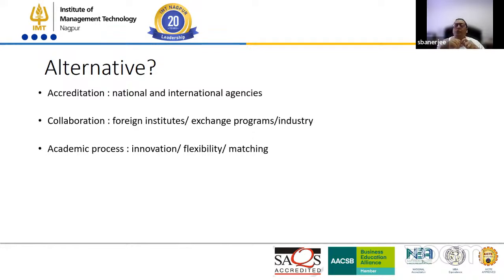The third one you should look for is to what extent the institute's program exhibits teaching innovation, learning flexibility, and most importantly, your career goal and career objective, with the bouquet of the courses or the bouquet of programs that they offer. Whether there is a matching happening between what you want and what the institute offers.